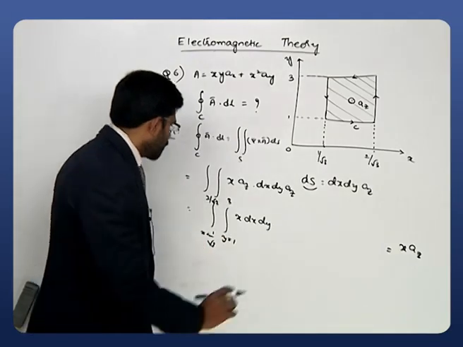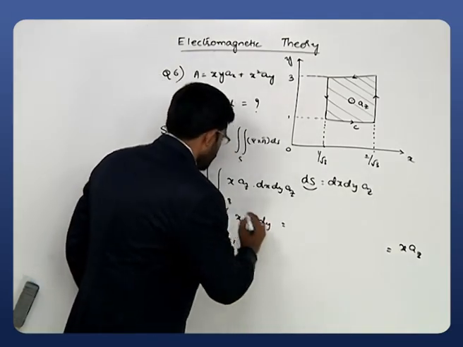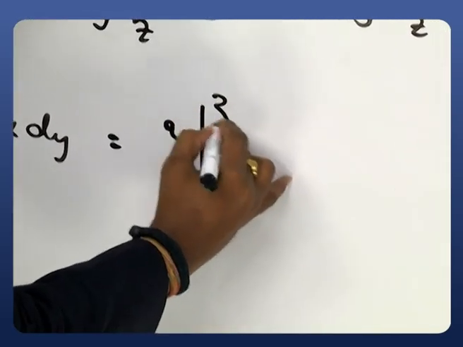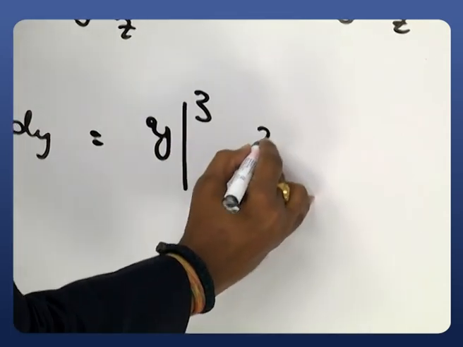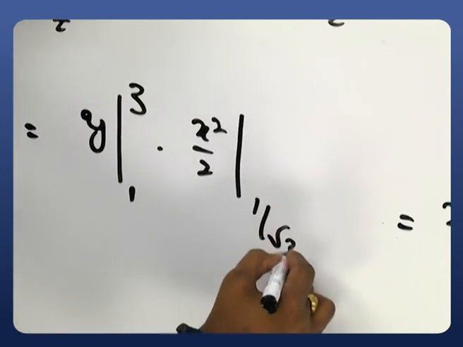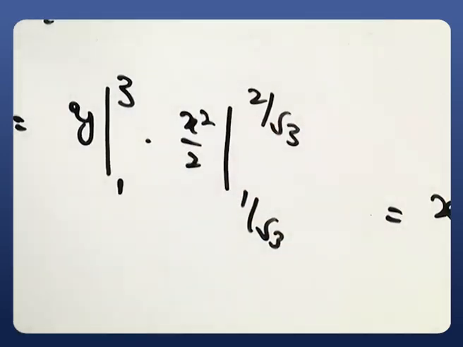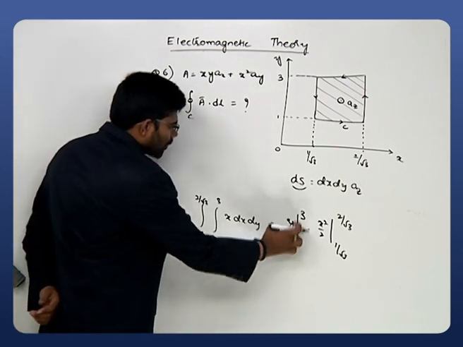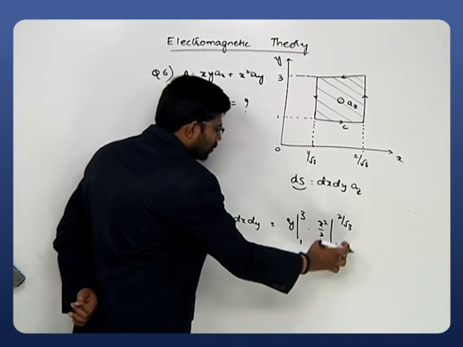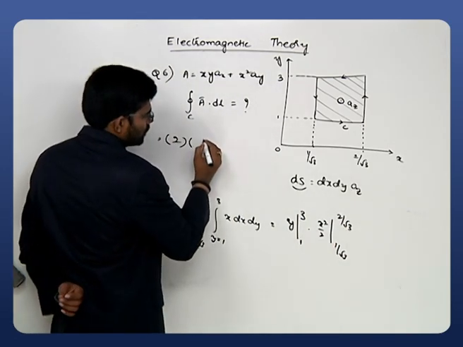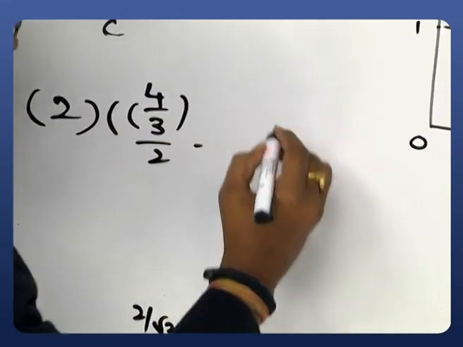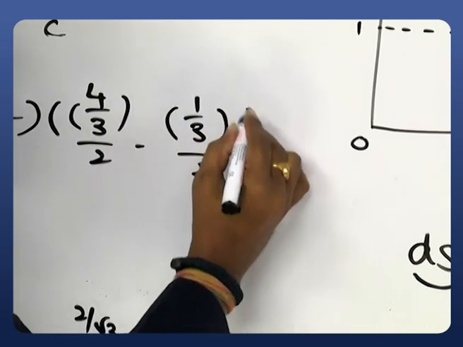So if you simplify this, in the integration y is from 1 to 3 and x dx is x square by 2 from 1 by root 3 to 2 by root 3, which is equal to, now y from 1 to 3 gives just 2, and x square by 2 from 1 by root 3 to 2 by root 3 gives 4 by 3 by 2 minus 1 by 3 by 2.